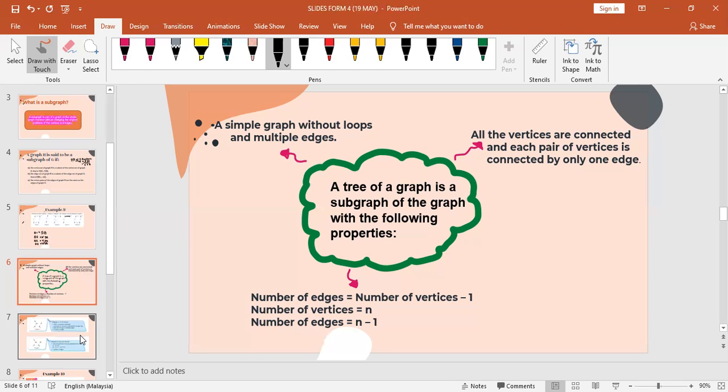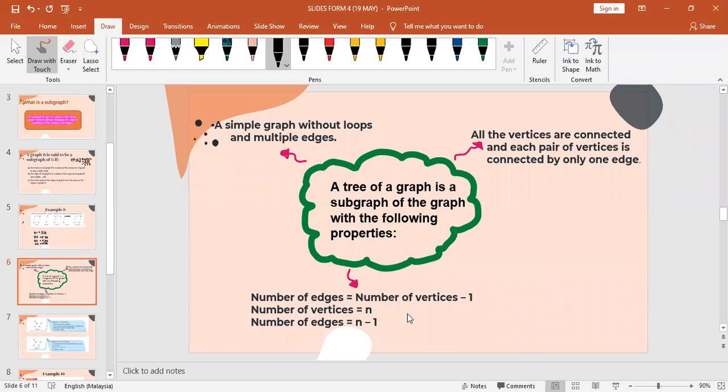certain and particular properties. Okay, properties yang pertama mestilah a simple graph without loops and multiple edges. Property kedua, all the vertices are connected and each pair of vertices is connected by only one edge. And lastly, the number of edges adalah equals to number of vertices minus 1. If we have number of vertices is n, then number of edges is n minus 1.